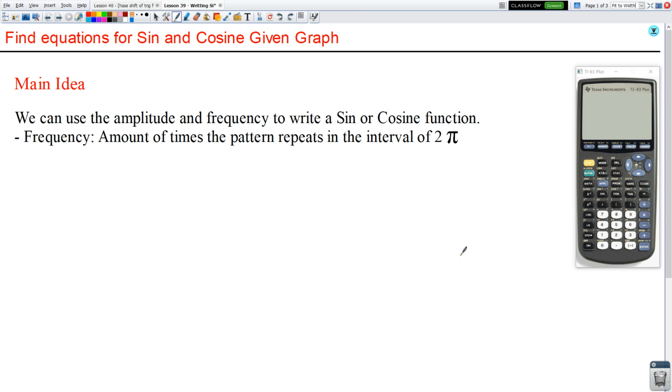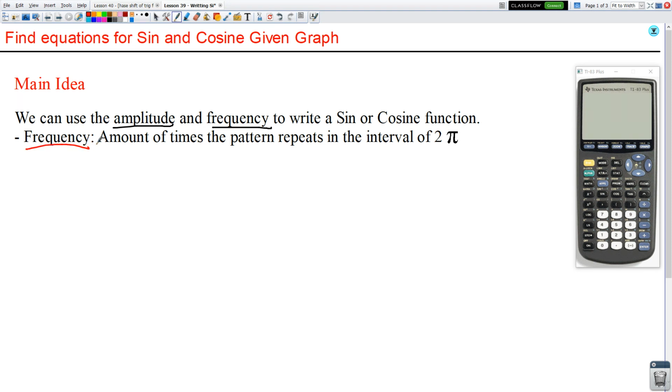Today, we will take a look at how we can find equations for sine and cosine given the graph. The main idea here is that we can use the amplitude and the frequency to come up with equations for sine and cosine. Now, one thing to remember is the following.